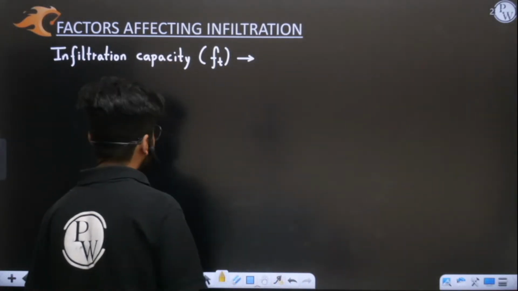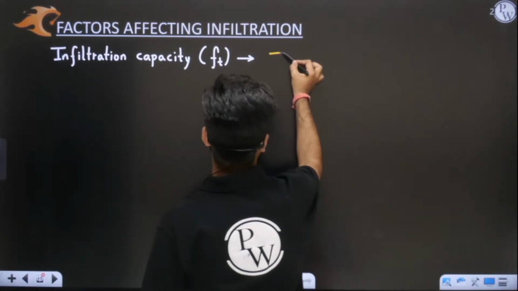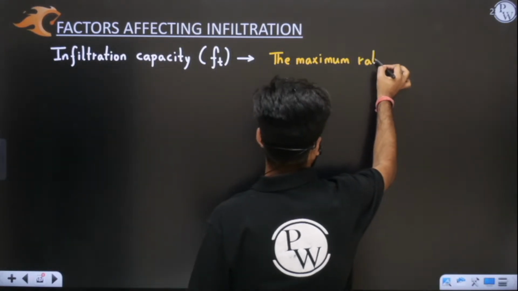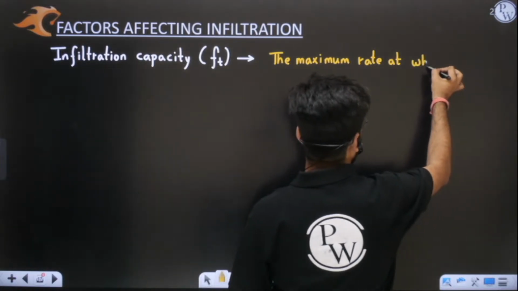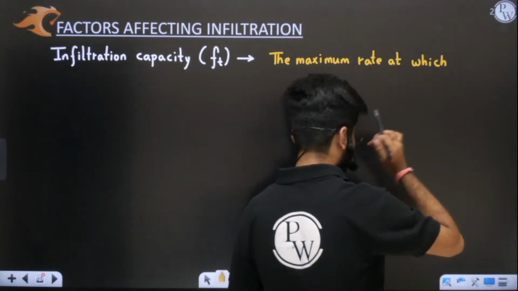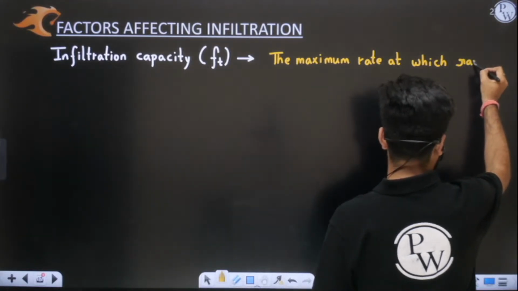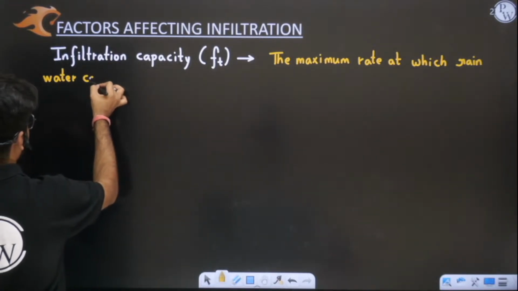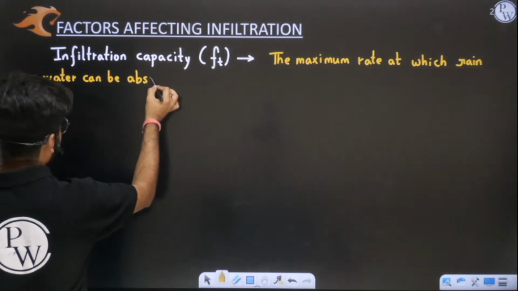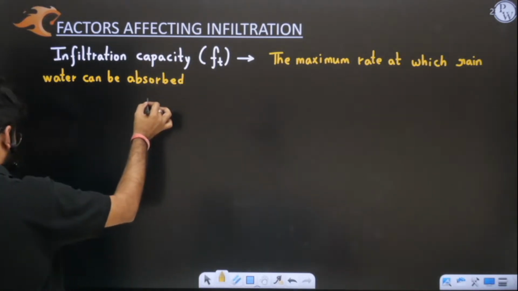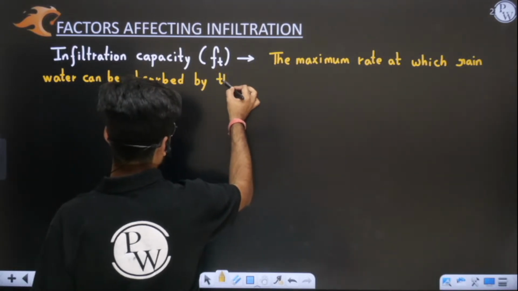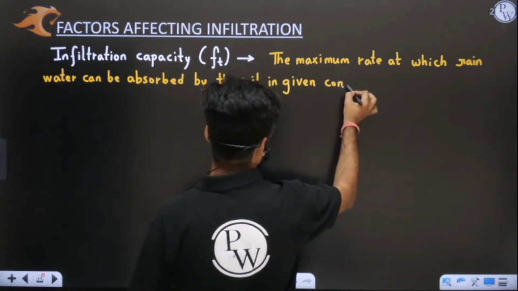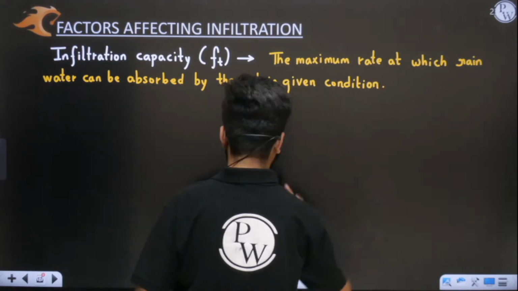So if I have to write the definition: the maximum rate at which rainwater can be absorbed by the ground or by the soil in given condition is infiltration capacity. Understood, sir, clearly? Now you need to understand two things.